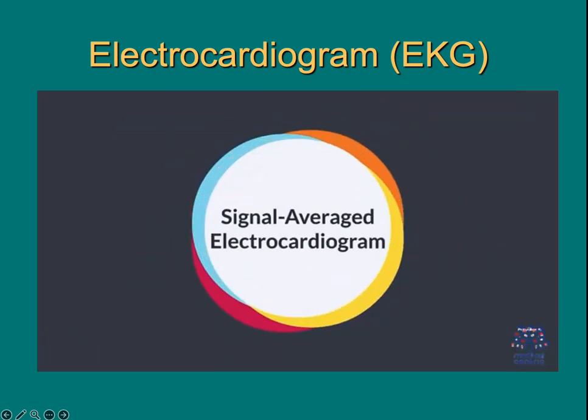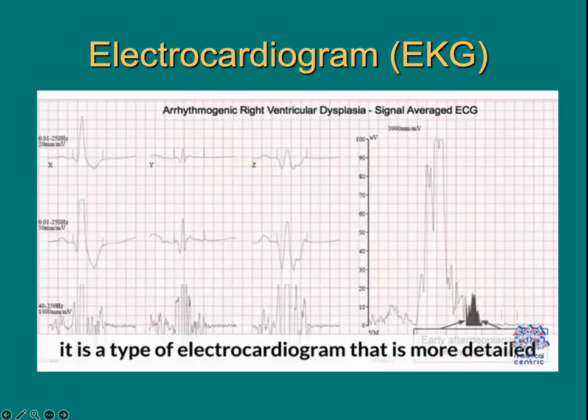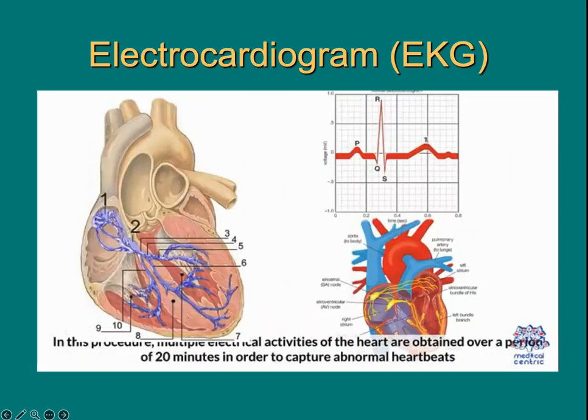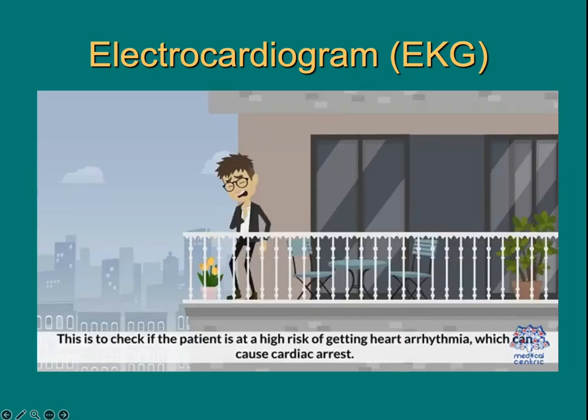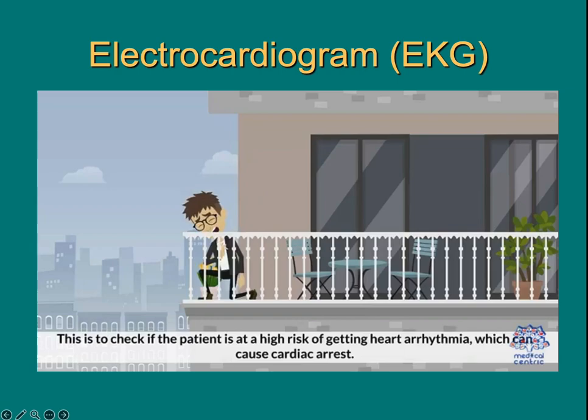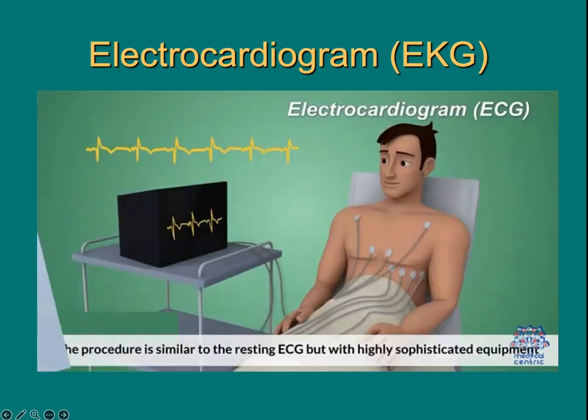Signal averaged electrocardiogram. This is a type of electrocardiogram that is more detailed. In this procedure, multiple electrical activities of the heart are obtained over a period of 20 minutes in order to capture abnormal heartbeats. This is to check if the patient is at high risk of getting heart arrhythmia, which can cause cardiac arrest. The procedure is similar to the resting ECG, but with highly sophisticated equipment.